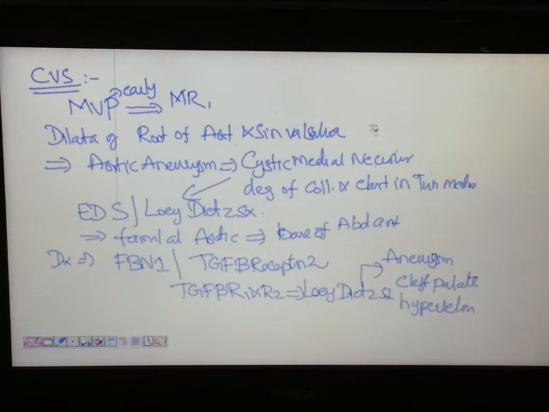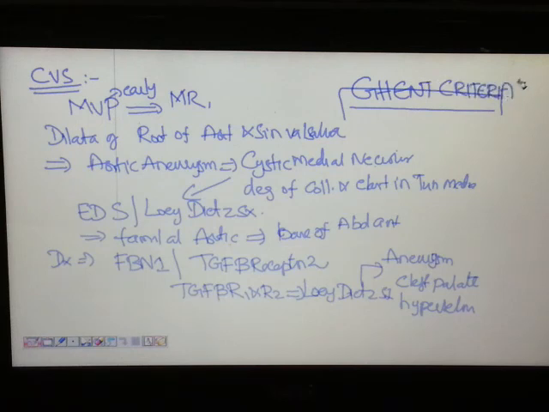A very important thing for Marfan syndrome is the diagnosis. The criteria is called the Ghent criteria. It consists of both major criteria and minor criteria, comprising the skeletal, CVS, and dural ectasia. These are all the components. So this is the way we diagnose Marfan syndrome.